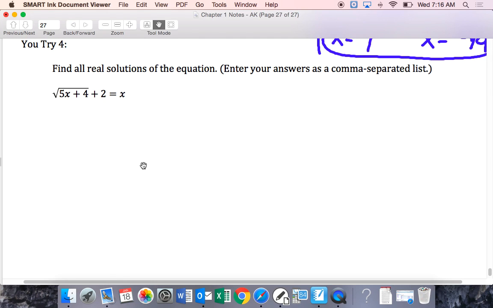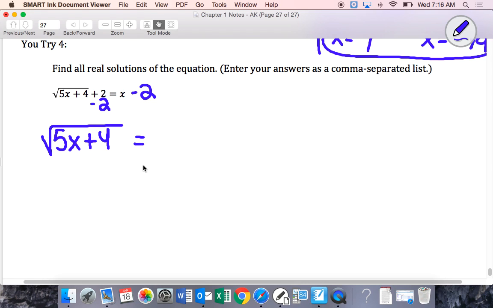So again, for our last one, if you need to, hit pause, then come back to me. So remember, radicals, you need to get the radical by itself first. So you're going to have to move over your 2. So we want to square both sides there. Whenever you want to get rid of a radical, you've got to get the radical by itself. Then we can square both sides.